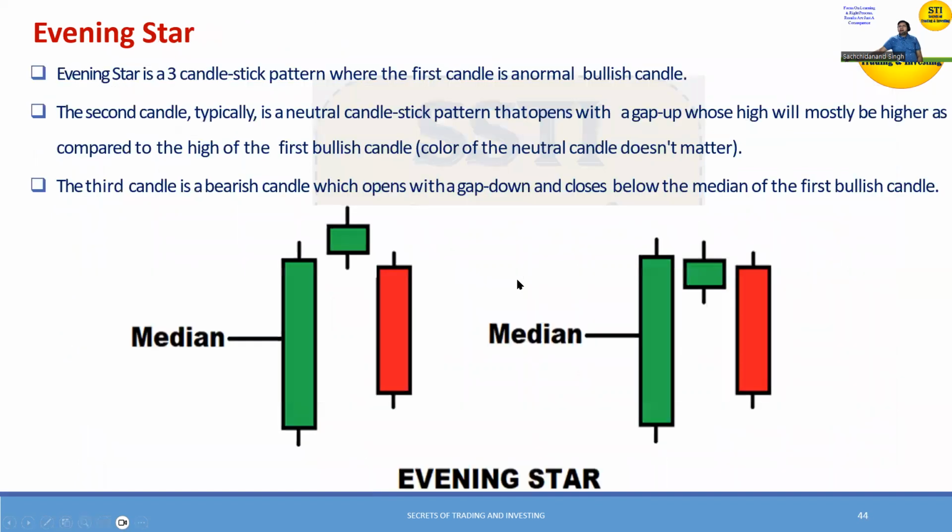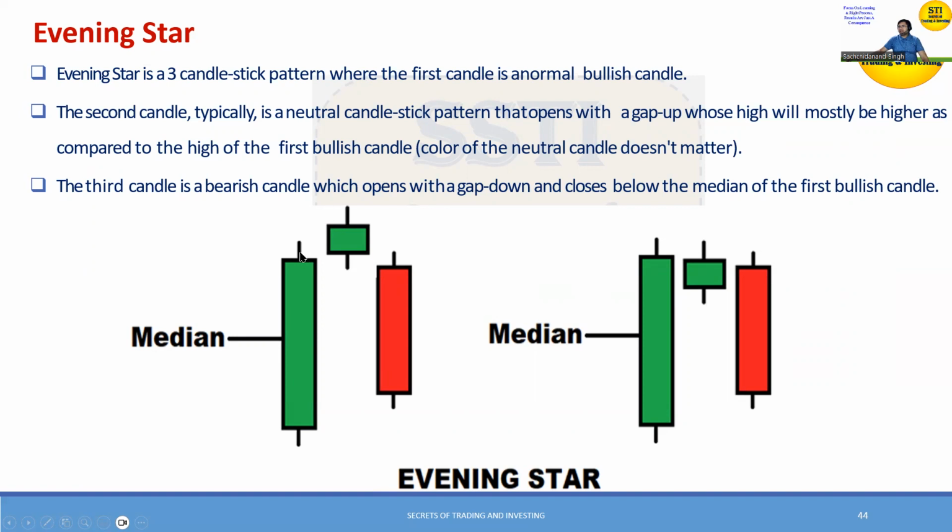Okay. Next example is the evening star. Similarly to the morning star, this is the evening star where the first candle is green. The color of the second candle doesn't matter. It could be red or green. But the most important thing is the third red candle should close below the median of the first green candle. So it should be closing here, and even there is a difference after starting.